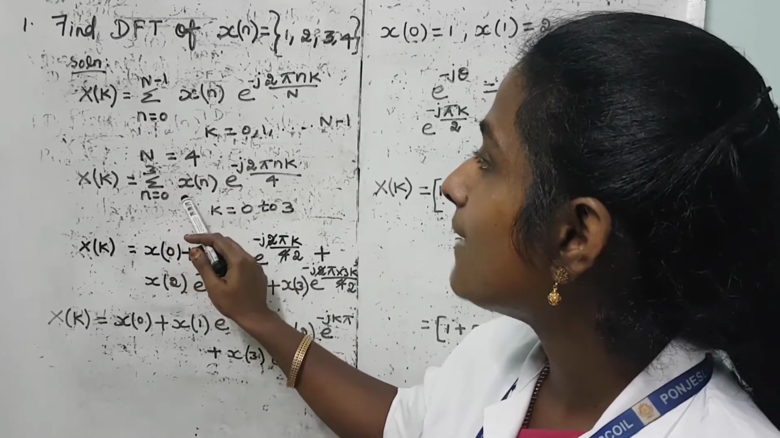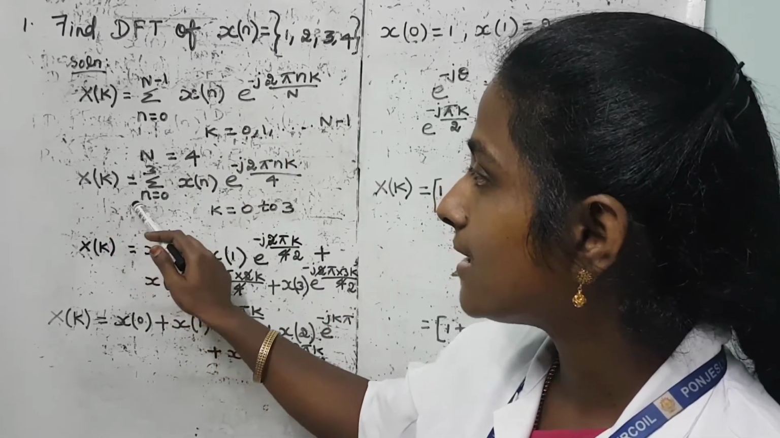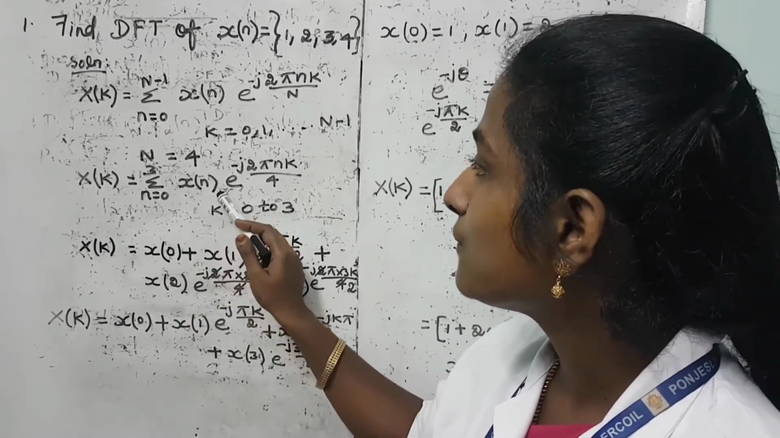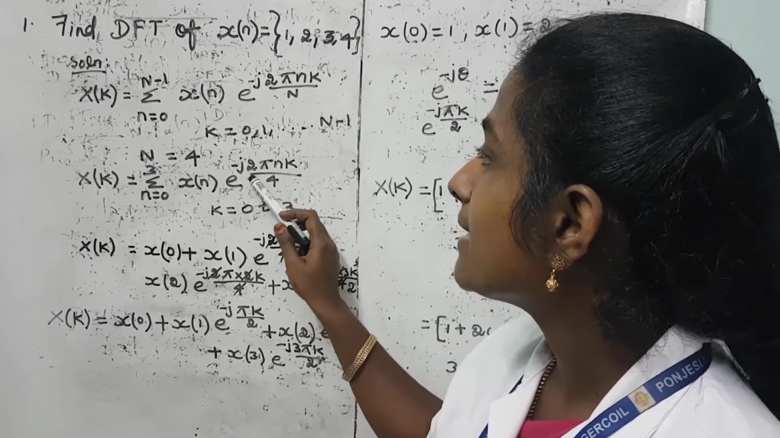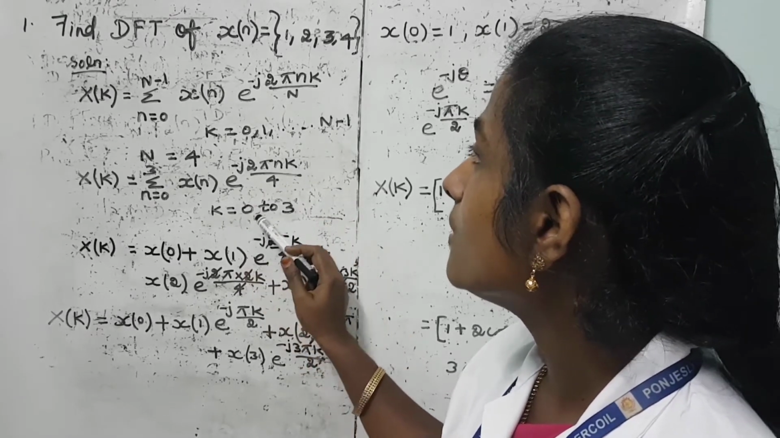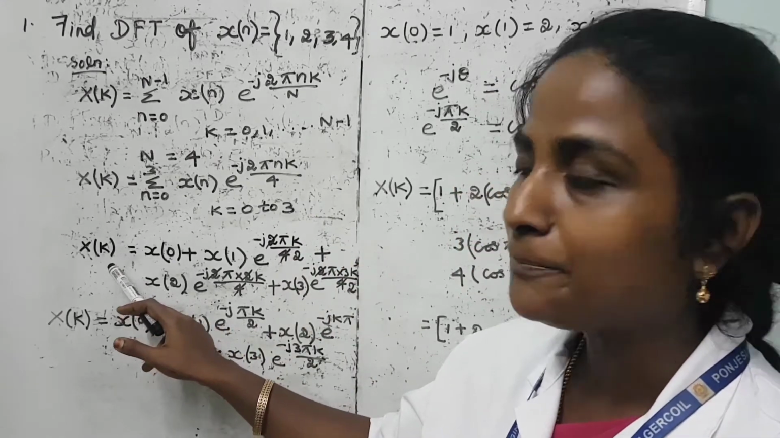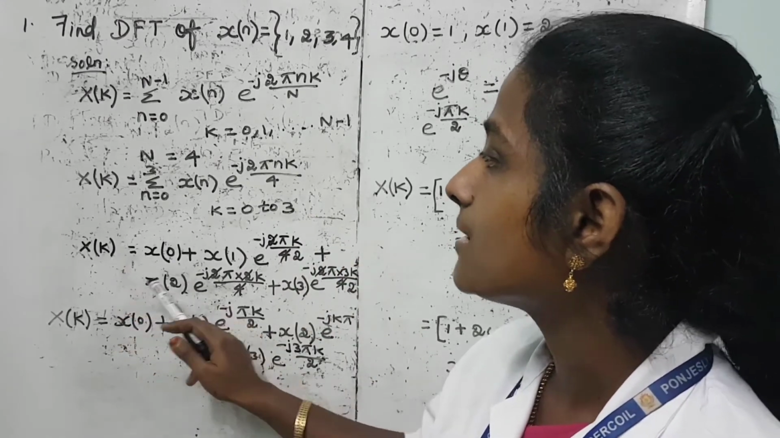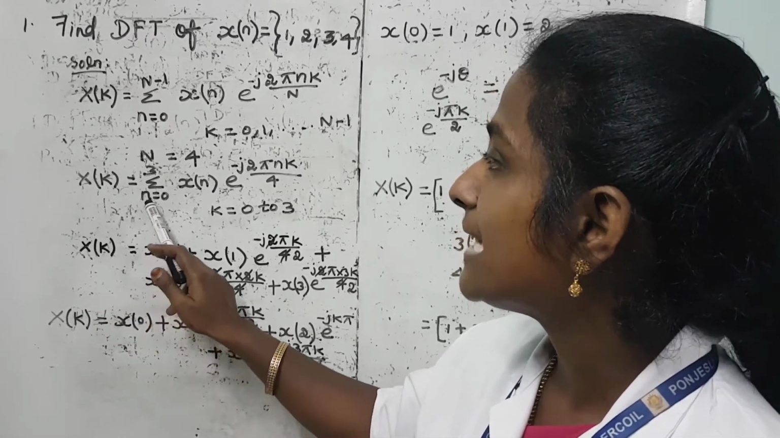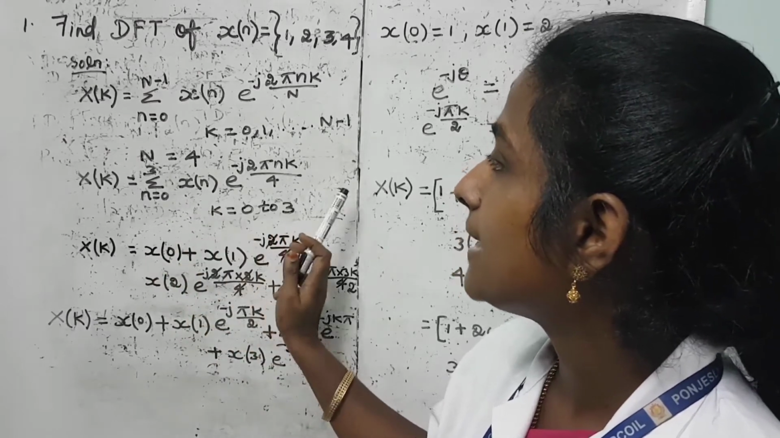So substitute the value of N in the above equation. We get X of k is equal to summation n is equal to 0 to 3 x of n e power minus j 2 pi nk divided by 4, where k is equal to 0 to 3. Next we have to substitute the summation values, that is X of k is equal to summation n is equal to 0 to 3. So n from 0 up to 3 we have to substitute.